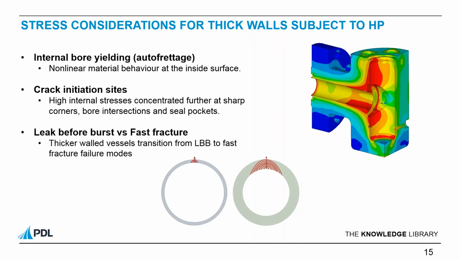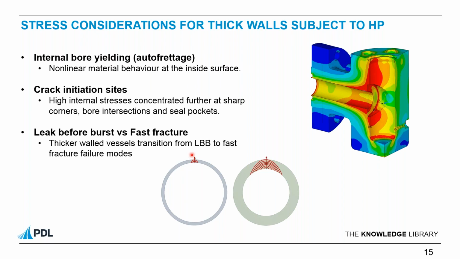And thirdly, the transition from thin to thick wall also has a tendency to change the likely fatigue failure mode from leak before burst to fast fracture. So what do I mean by that? Well, as a crack propagates, assuming it starts at the inside surface, as it propagates through the wall thickness of the structure, it grows in both the radial and circumferential directions. So for thin wall structures, it tends to reach the outer surface, having propagated only a small amount circumferentially, meaning that much of the cross-section is still intact and can contain the pressure.